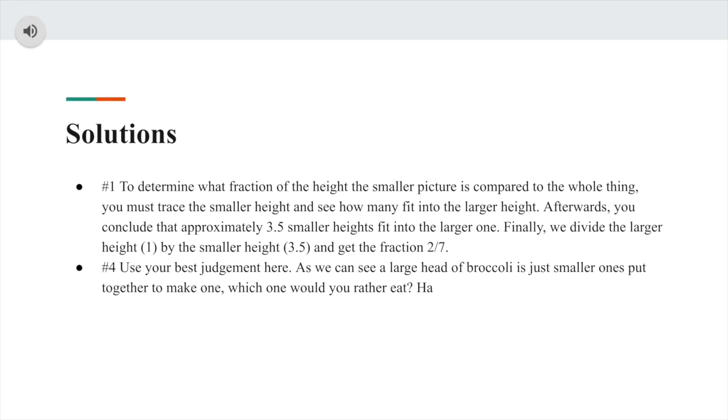For question 1, to determine what fraction of the height the smaller picture is compared to the whole thing, you must trace the smaller height and see how many fit into the larger one. Afterwards, you conclude that approximately 3.5 smaller heights fit into the larger height. Finally, we divide the larger height, 1, by the smaller height, 3.5, and get the fraction 2/7. Secondly, for blooming broccoli, we must use our best judgment. As we can see, a large head of broccoli is just smaller ones put together to make one big head of broccoli. Which one would you rather eat?